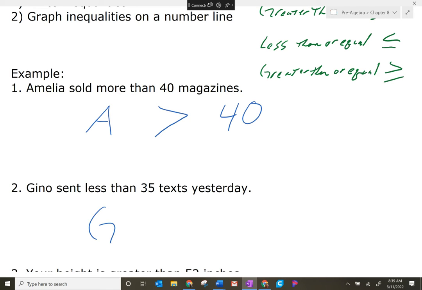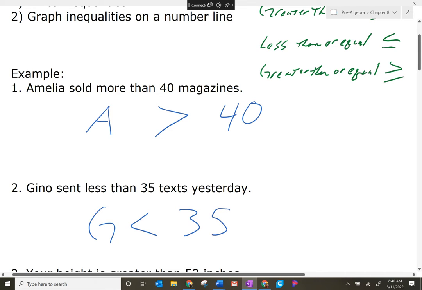What symbol am I going to use? Perfect. Let me write these down, so that way when I scroll around, you can see them. Greater than is this way, less than is this way, greater than or equal to, less than or equal to. Okay, now you can see them. I've got less than, so it's going to point this way, and it's going to say 35 texts yesterday. So I'll use the number 35.